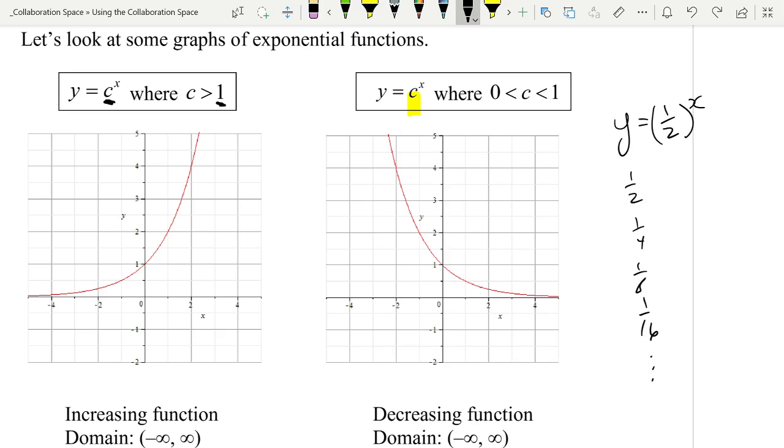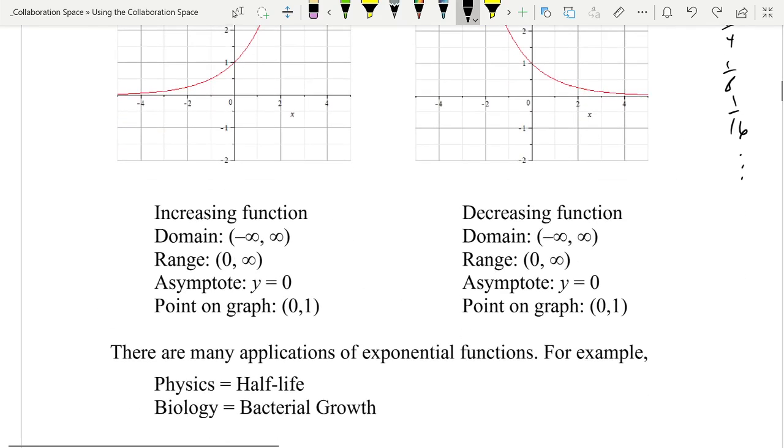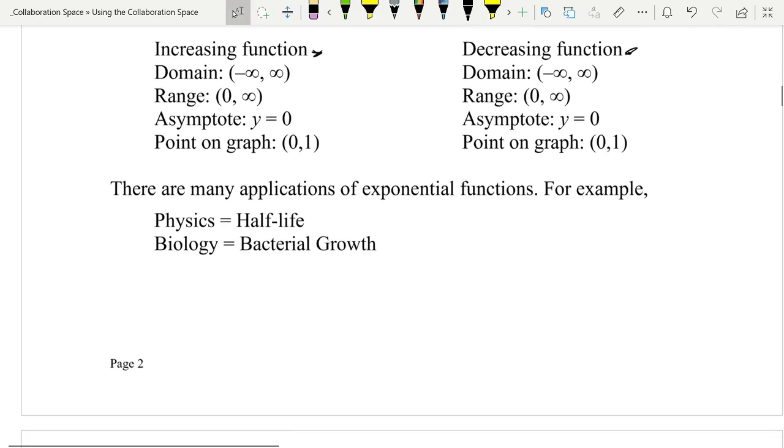Okay? So there's some stats on that. The one on the left is an increasing function, right? The one on the right is a decreasing function. But notice, all of their other stats are pretty much the same. Where do you see these types of graphs? You see them in biology all the time. When they talk about, we're in our current pandemic here.